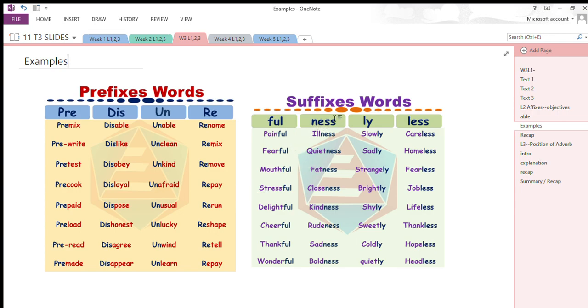Here we have the suffixes. There are many examples of suffixes also. For example, full, ness, ly, or less. The root word is pain. You add suffix full, it becomes painful. The root word is ill. You add ness with it, it becomes illness. And you can go through this list. See, quietness, fatness, closeness, stressful, delightful, cheerful, thankful, wonderful, headless, hopeless, thankless, lifeless, shyly, sweetly, coldly, quietly, strangely. So these are all the examples of prefixes and suffixes.